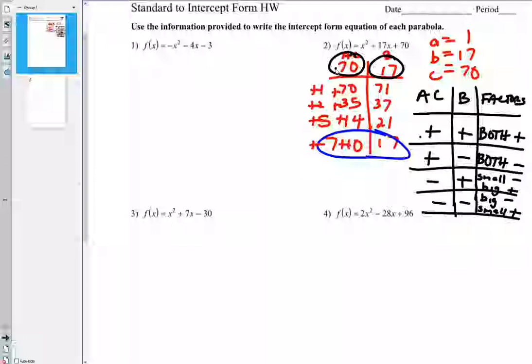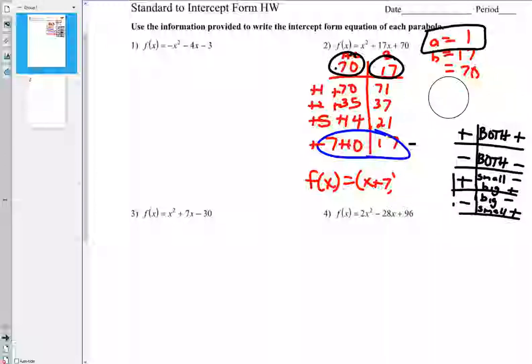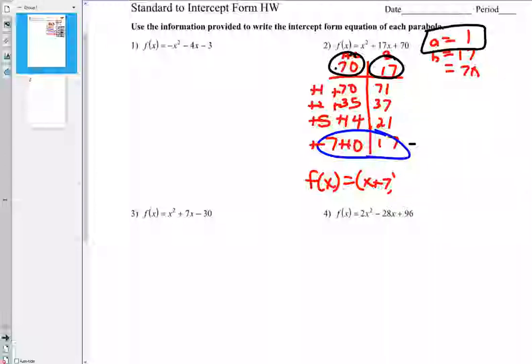Sorry. Okay. Now, the last thing you learned when you factor is you should go back and look at A. If A is 1, now you can just go straight to factored form. What was my input variable? The x's. So if I were to rewrite this function, it would be f of x is equal to x plus 7 times x plus 10. That is this same function, but now written in what we call intercept form.